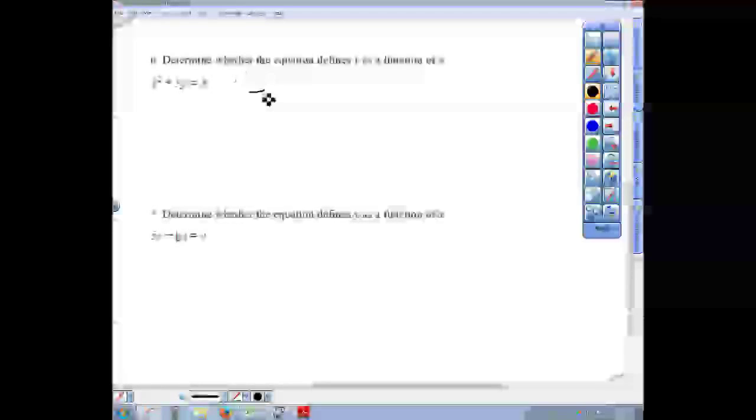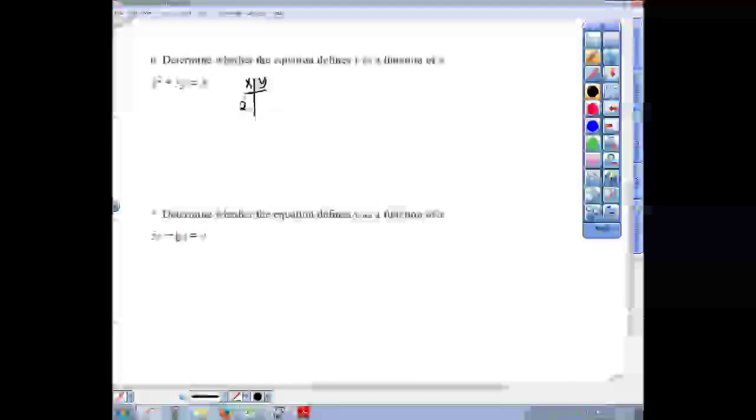Here's an example of what I mean. If we wanted to make an xy chart, I plugged in a number for x, 2 for example, plugged it in right here. 2 squared is 4.